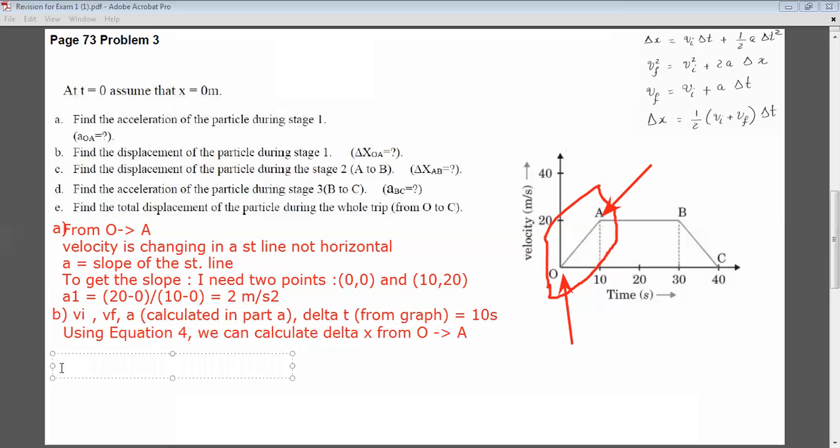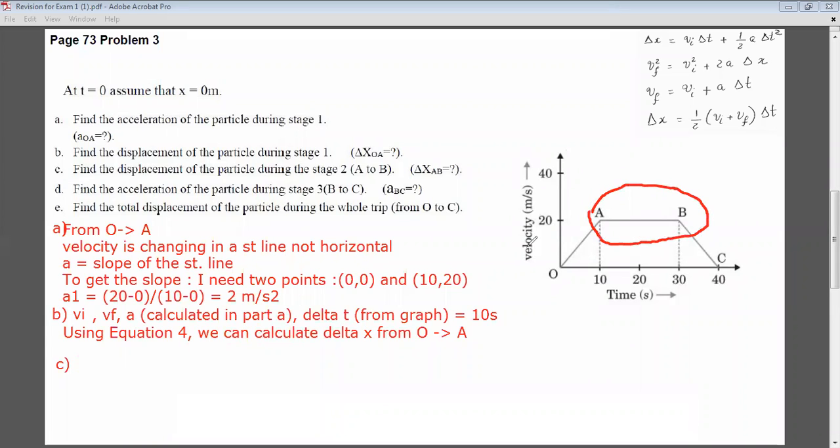Part C. Find the displacement of the particle during stage 2. So now I have stage 2, from A to B. It's asking me for the displacement of the particle during this stage.